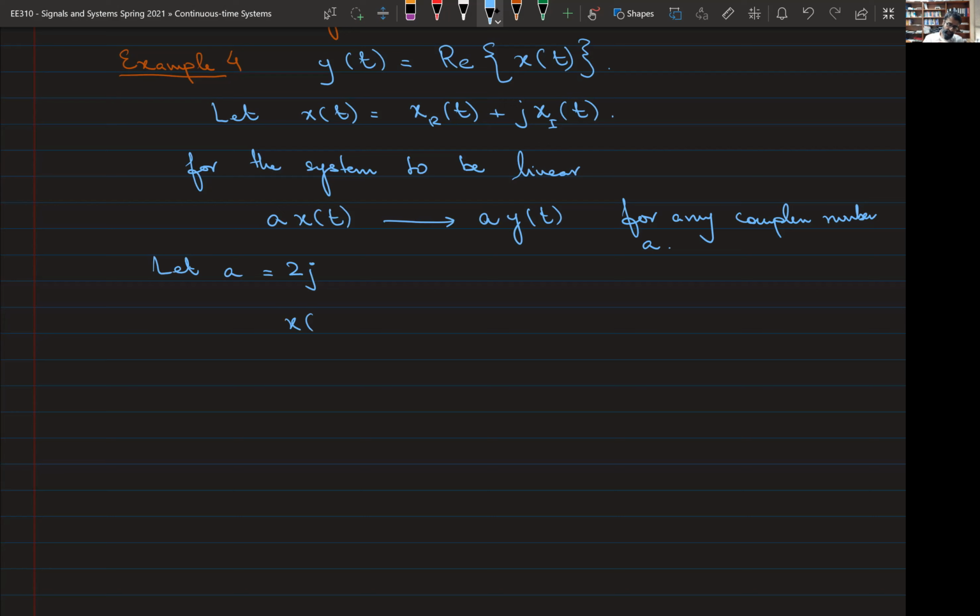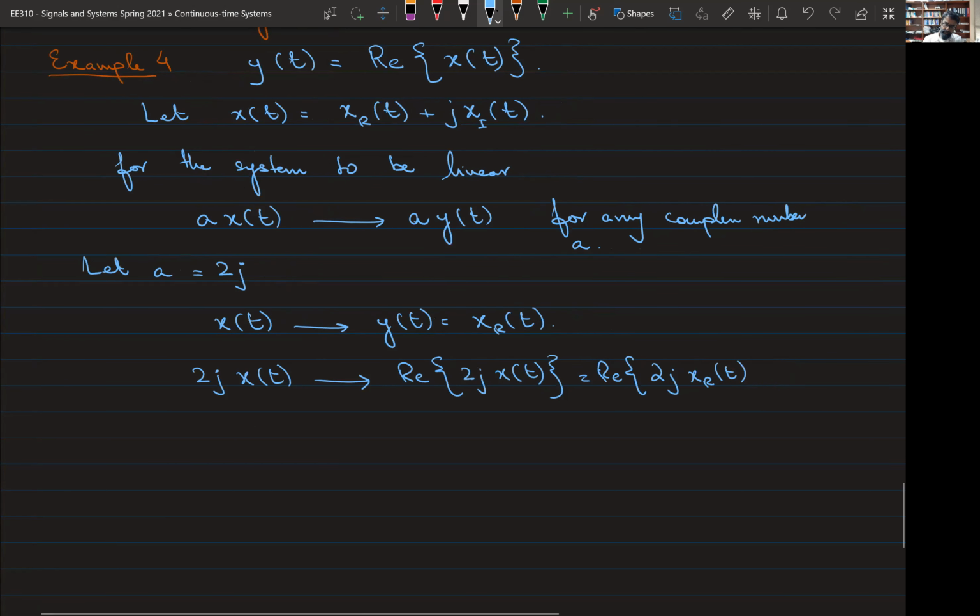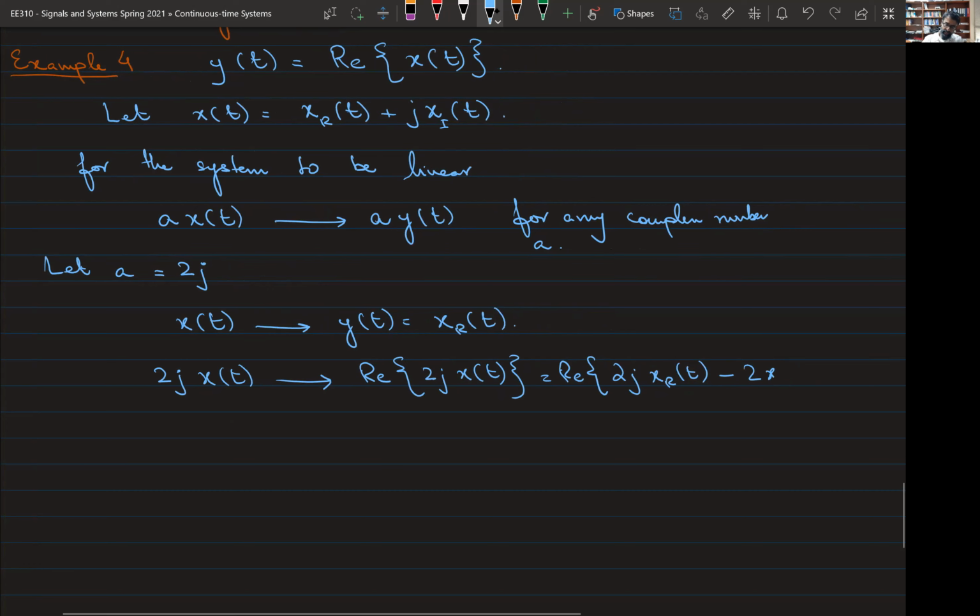So x of t results in an output which is xr of t, right? And let's say the input was 2j times x of t. What is the output here going to be? That's the real part of 2j times x of t. And this is the real part of 2j times xr of t minus 2 times xi of t. So I've skipped a step here. Is this clear to everyone?